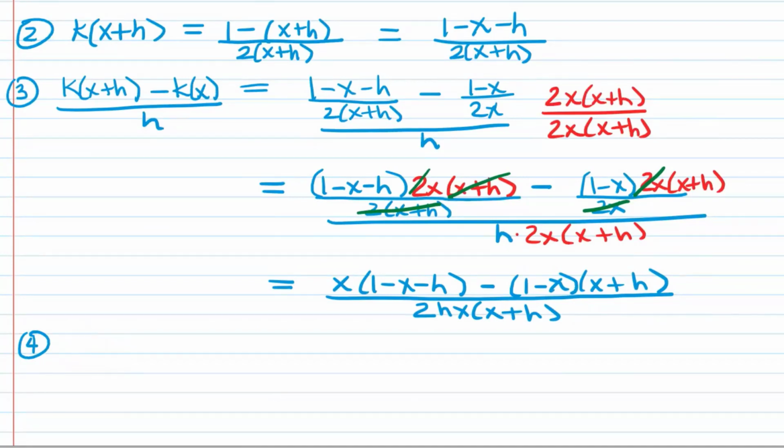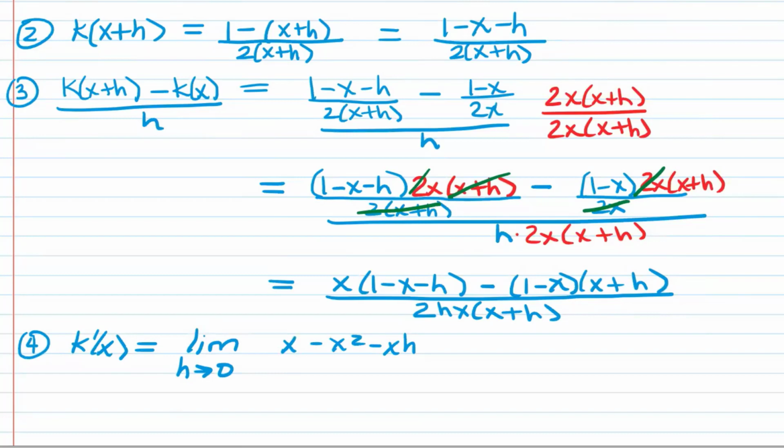I'm going to write the notation k prime of x here. K prime of x equals the limit as h goes to 0 of, and I'm going to rewrite all of this stuff. I'm going to go ahead and distribute. So I have x minus x squared minus xh.